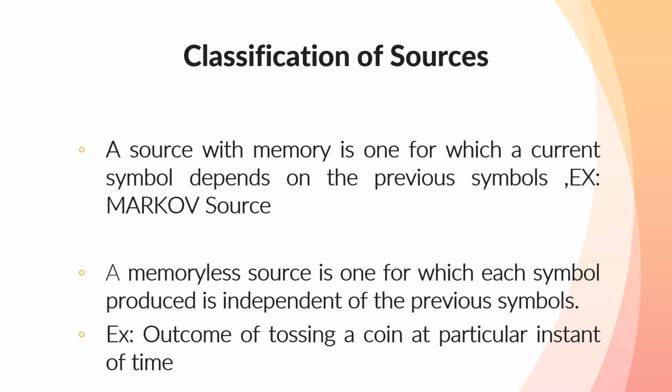Next comes classification of sources. A source with memory is called a memory source, for example a Markov source. Another source is the memoryless source, the discrete memoryless source, which does not depend upon the previous symbol, while the source with memory depends upon the previous symbol also. The example for a memoryless source is the outcome of tossing a coin at a particular instant of time.